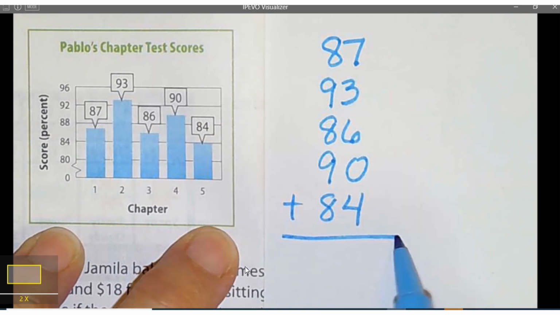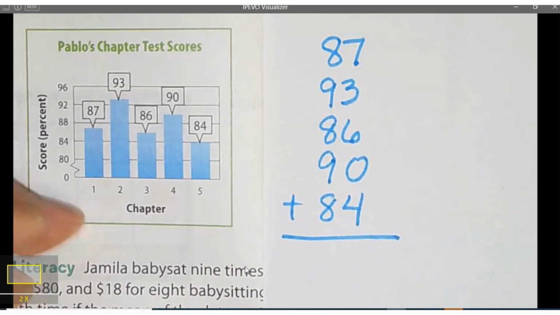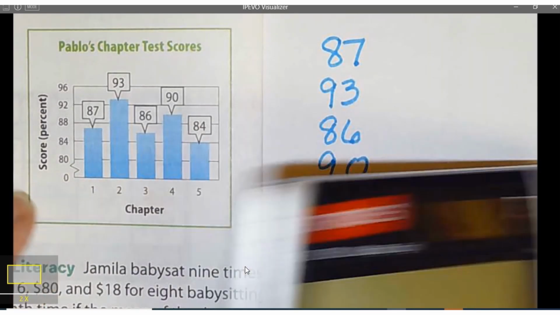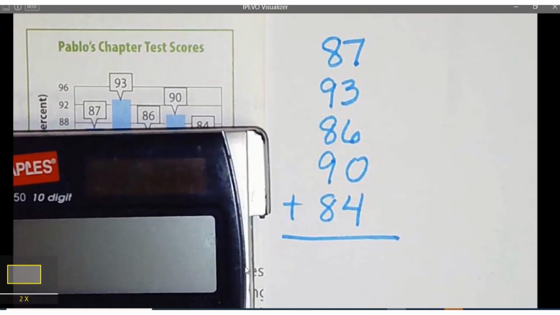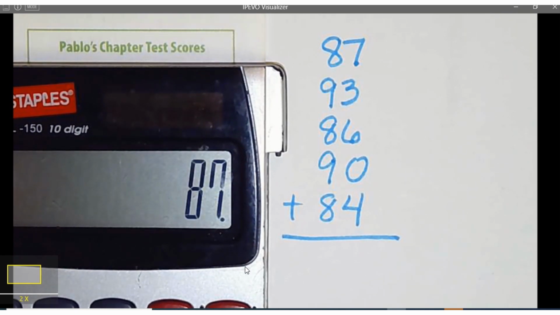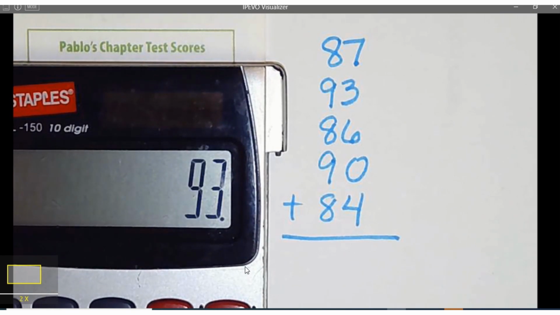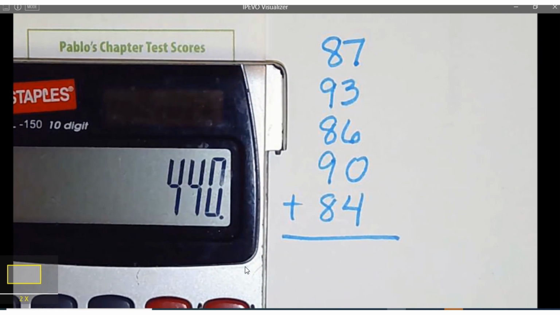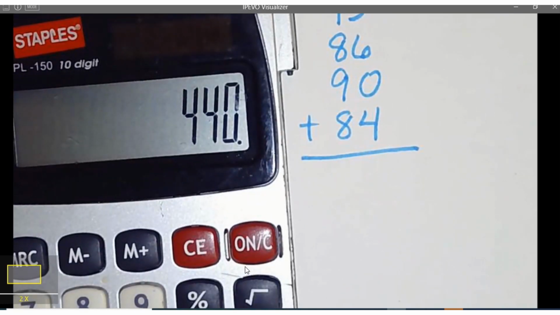Let's add this up here. Use a calculator. Okay, students, here we go. I have 87 plus 93 plus 86 plus 90 plus 84 equals 440.